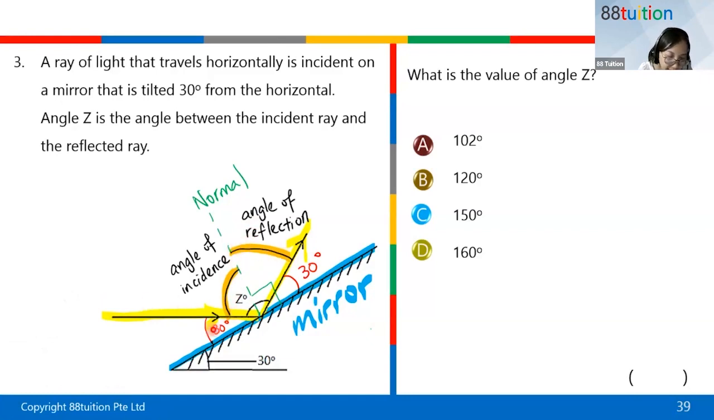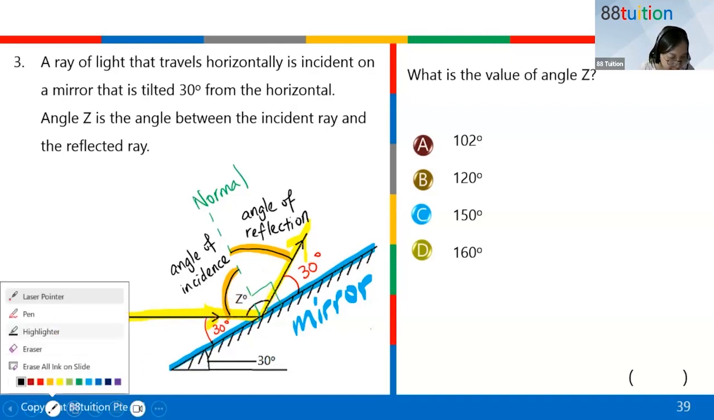So because of that, this is 30 degrees. This has to be 30 degrees. All right, so this whole thing is going to be a big angle of 180 degrees, because I take it as a straight line. This is a straight line. 180 degrees minus 30, then divide by 2. That's how I can get angle Z. Angle Z is this angle.